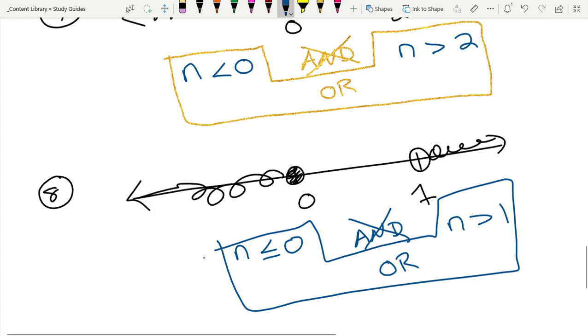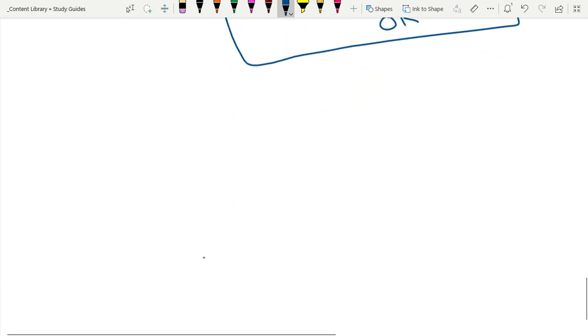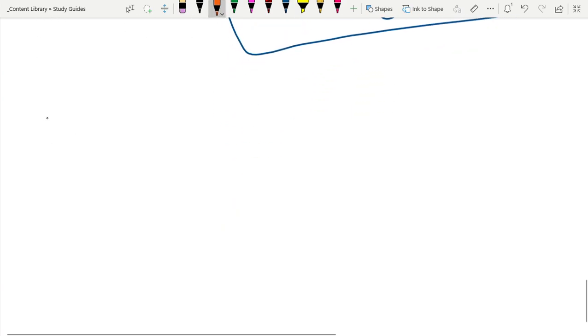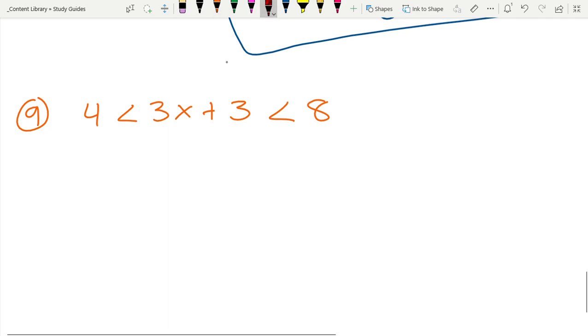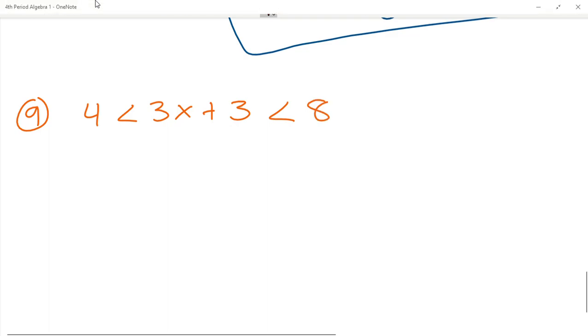And that is your first page. Now we're on to our second page, where we go back into the solving part. So this is number 9. We have 4 is less than 3x plus 3, which is less than 8. Same concept, except now you've got 3 sides, or 3 parts. You got the left, you got the middle, you got the right. Goal is still the same. Get the x by itself.